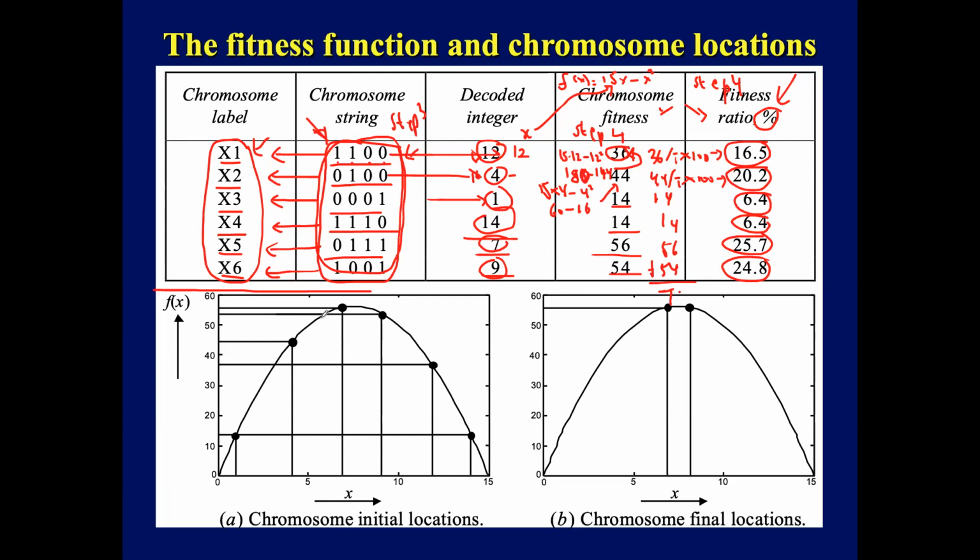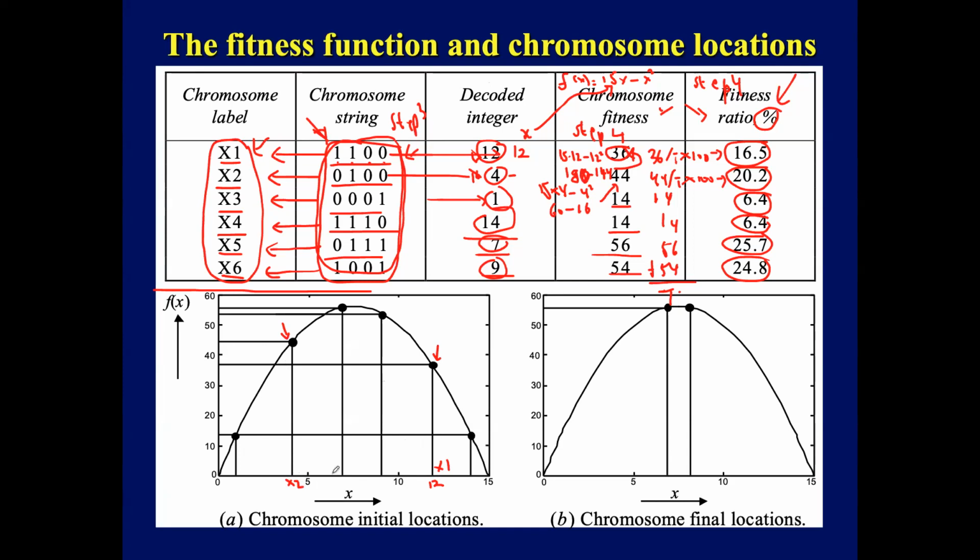initially, the initial chromosomes we generated, that is X1, for example, takes a value of 12. So 12 is here. That's where X is, and that's where it will fall on that function. So this is X1, and then X2 is 4. So this is X2, and this is the point at which it will be on that function.